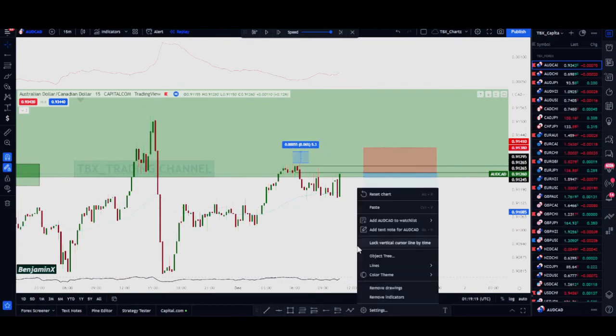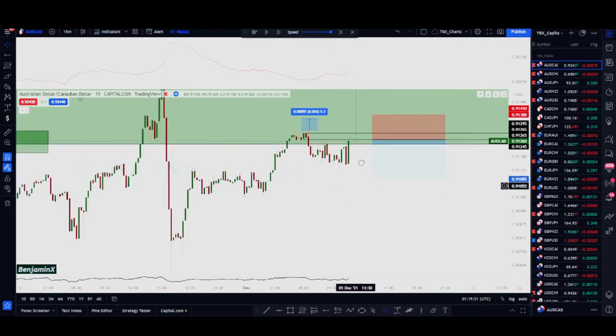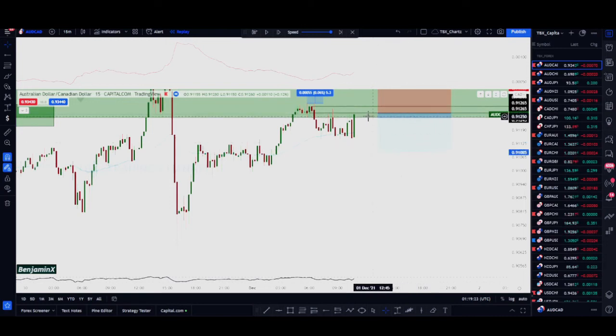And our next take profit. Don't forget that our first take profit is supposed to be this. This is our neckline.